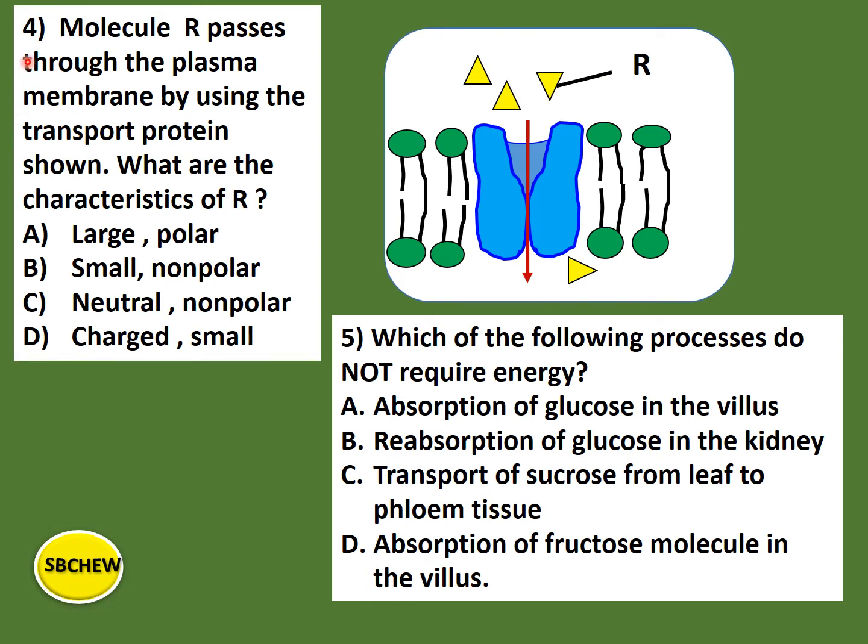Let us discuss question 4. Molecule R passes through the plasma membrane by using the transport protein shown. What are the characteristics of R? Now take a moment and pause the video and then try to find the answer yourself, and also go through number 5 and try to answer the question. So pause the video even right now if you want to, and try to get the answer yourself.